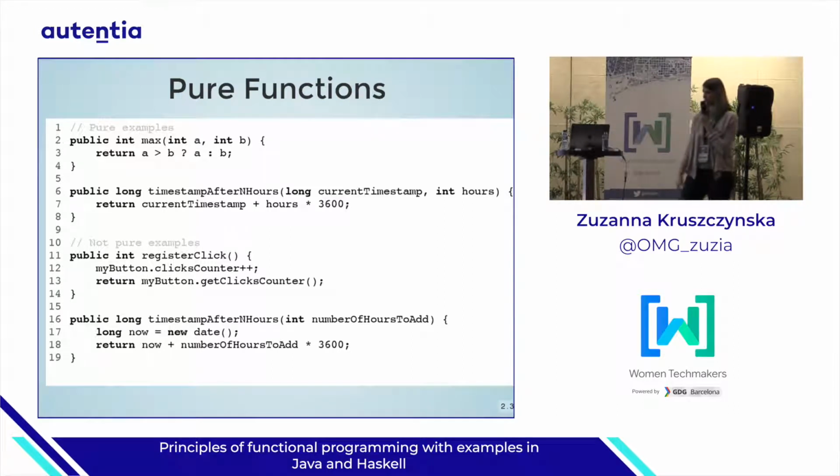So here are some more examples, and these are the not pure functions. Specifically, the last one, I don't know if everyone can see it, is a different implementation of the second one that is not pure. So here we don't depend on input to know what is the current timestamp. Instead, we take it from the current timestamp itself.